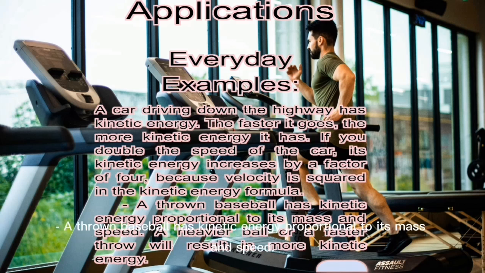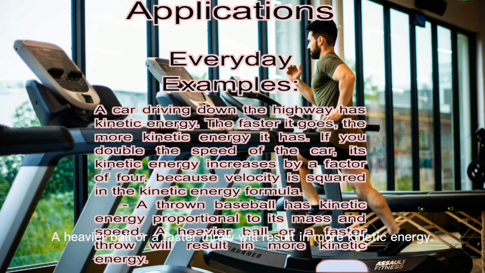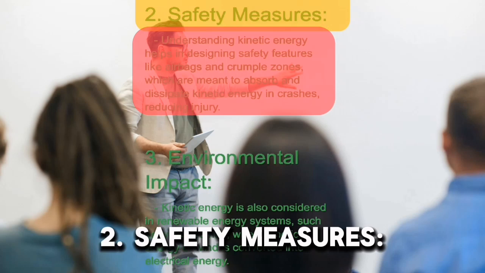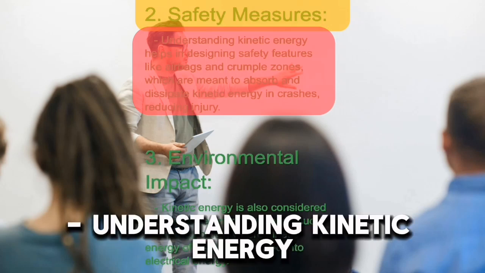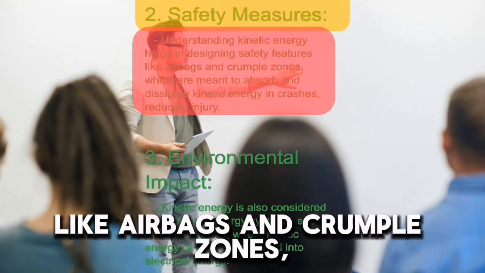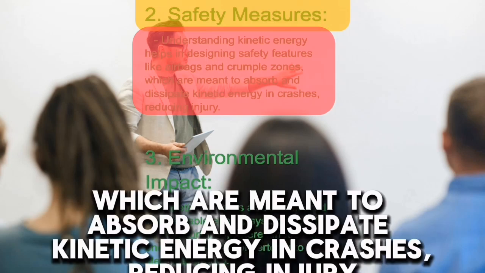A thrown baseball has kinetic energy proportional to its mass and speed. A heavier ball or a faster throw will result in more kinetic energy. 2. Safety measures. Understanding kinetic energy helps in designing safety features, like airbags and crumple zones, which are meant to absorb and dissipate kinetic energy in crashes, reducing injury.